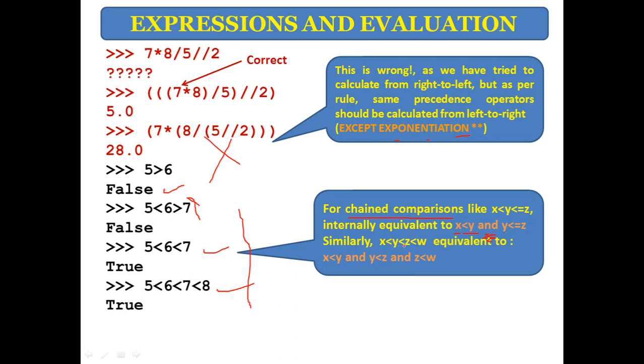Similarly, x < y < z < w is equivalent to x < y and y < z, we are breaking it down, and z < w, where the and operator is used. That means 5 < 6 and 6 < 7 and 7 < 8.